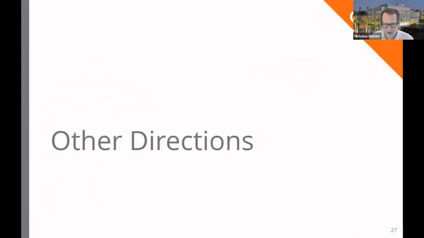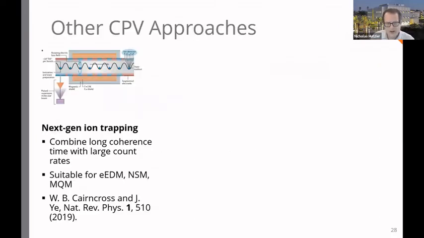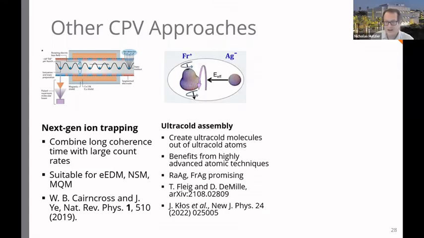So to close, I'll just briefly mention a few other directions. There are many things in this area that I haven't gotten to talk about at all, but I'll mention a few more. There are ongoing efforts at JILA and other places to implement next generation ion trapping. So taking the JILA type EDM approach and really scaling it up very dramatically in a way that would work for a wide variety of CP violating physics. So keep the long coherence time, but add really high count rates.